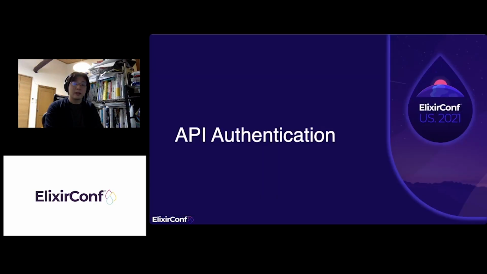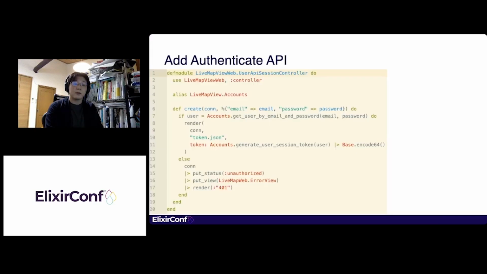Now, API authentication. This one is not particularly difficult either. Just create one authentication API and one pipeline. Add the authentication API. Receive email and password. Get the user by email and password. Generate a token and encode it in base64.